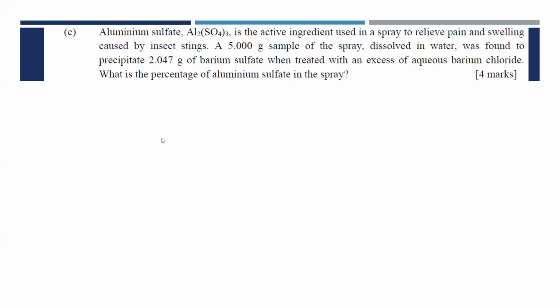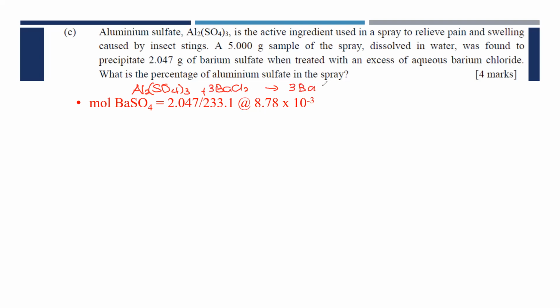So in here, you have to first write the equations. The equation is balanced: Al2(SO4)3 plus 3BaCl2. So you form 3BaSO4 plus 2AlCl3. So that is how you write the balanced equations in here.